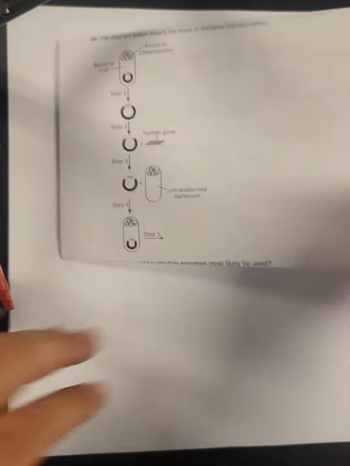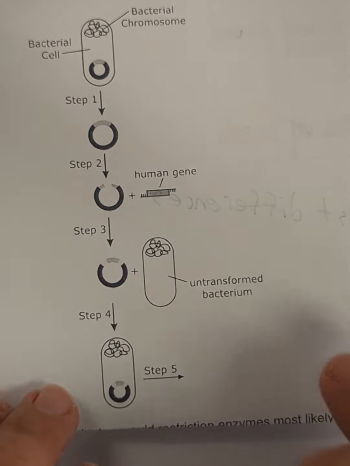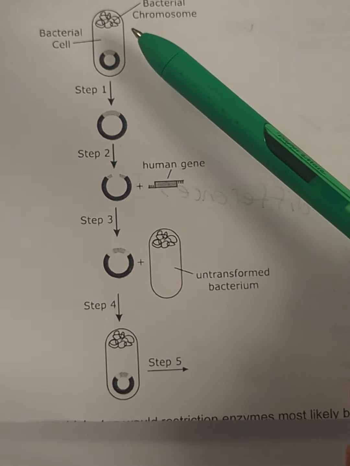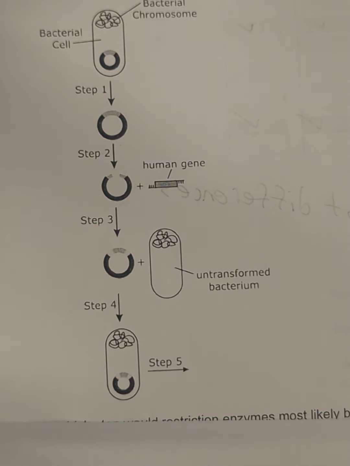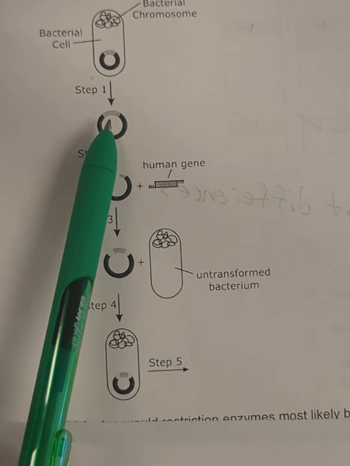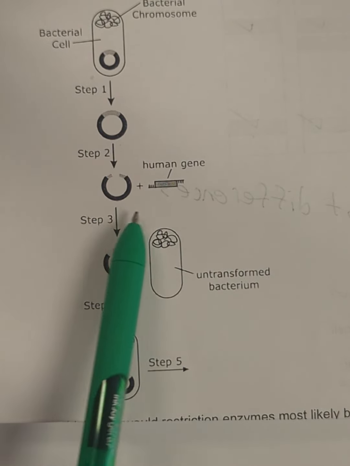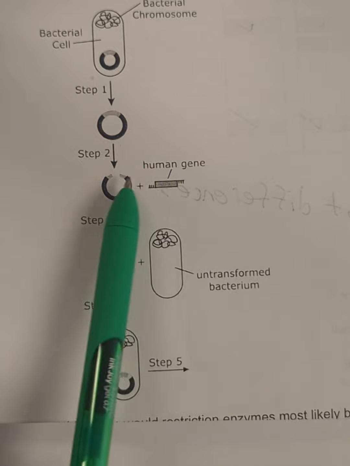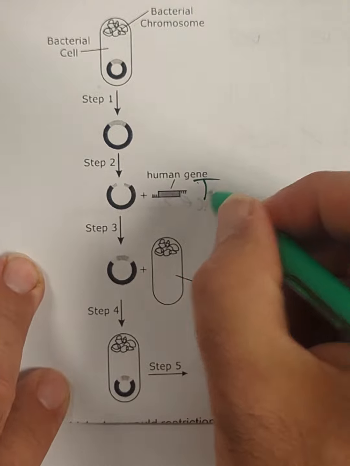So this is a diagram showing bacterial transformation. All right, I'm going to zoom in a little bit there for you. So what's happening here is you have, this is the DNA, this is a plasmid. A plasmid is a circular piece of DNA. And so what they're going to do is they're going to cut this plasmid with a restriction enzyme. Then they're going to insert the human genome, or not the human genome, a human gene. Maybe this is the gene for insulin.